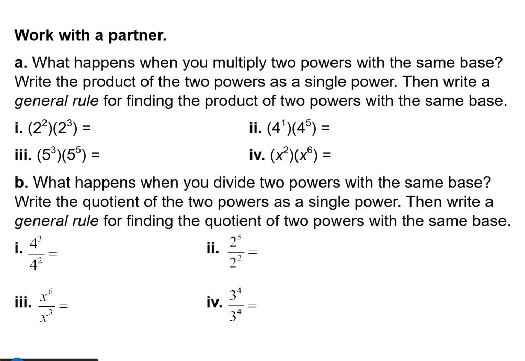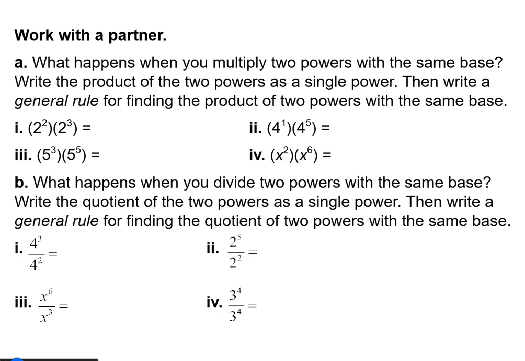So part A says, what happens when you multiply two powers with the same base? Write the product of the two powers as a single power. Then write a general rule for finding the product of two powers with the same base. So let's look at what that means.